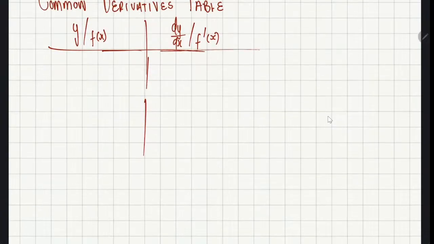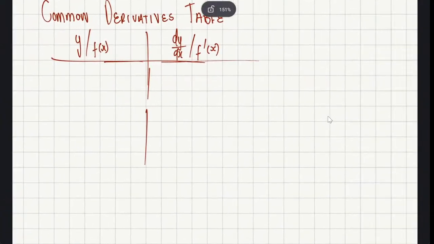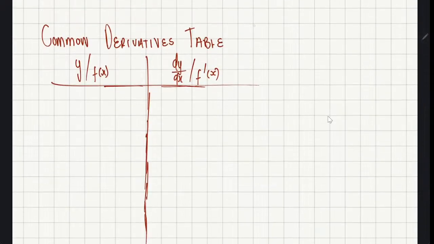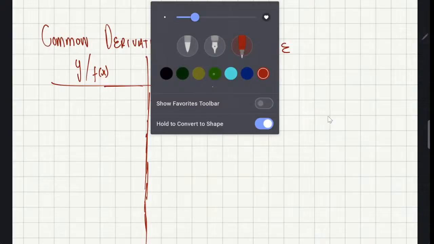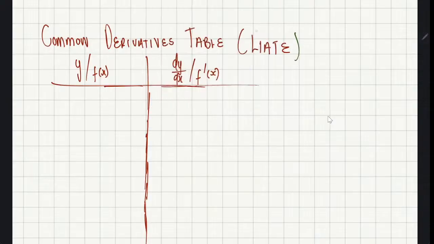Common derivatives table. So our common derivatives table. Let's put all the things you must know. It's LIATE. Remember, we want to know the derivatives of LIATE. So we start with L. What does L represent? Logarithmic functions. Which one is it? ln x. That's the logarithmic function. What do we get when we differentiate it? We get 1 over x.